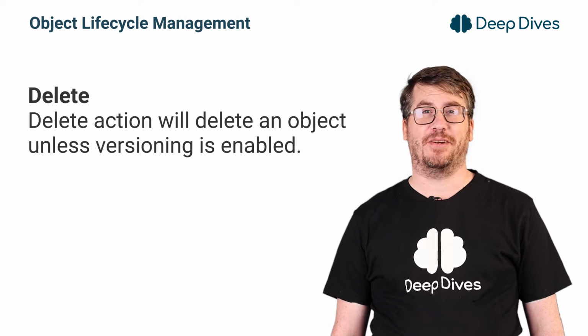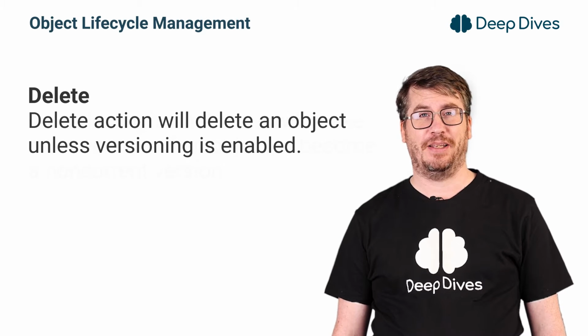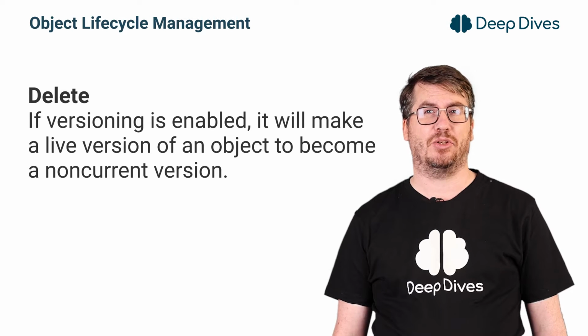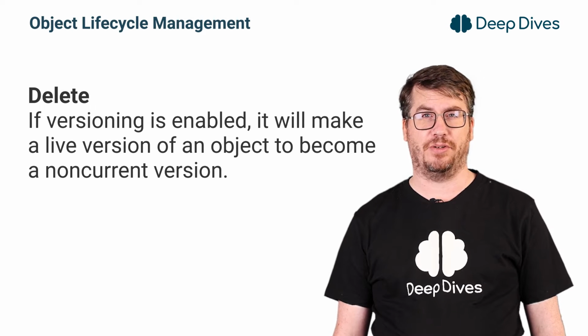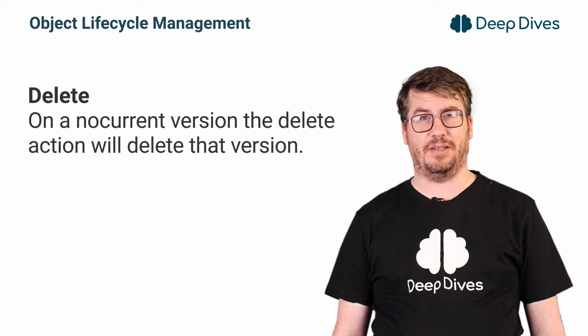The delete action will delete an object unless versioning is enabled. In that case, the delete action will make a live version of an object become a non-current version. On a non-current version, the delete action will then delete that version.